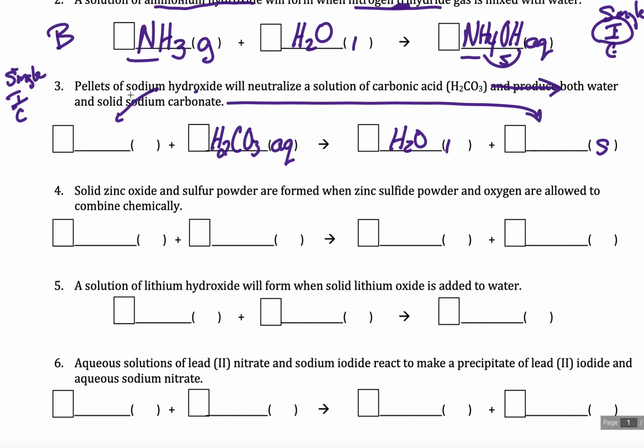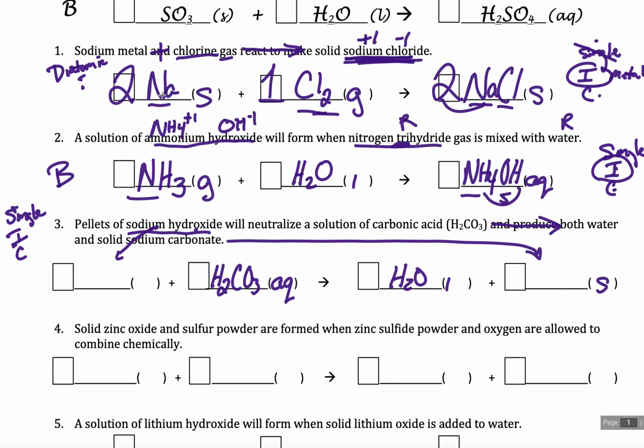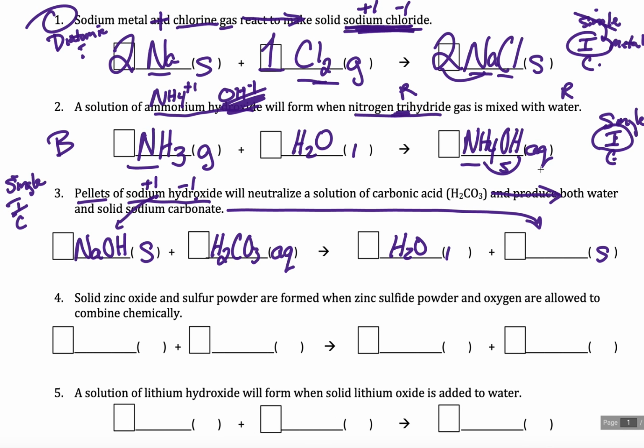Now that I've concluded this is ionic, I've got to know my ions. And we already looked up the charges of sodium and hydroxide. We know sodium's +1 because we did it over here in problem number 1. And we know hydroxide because we just used it over here, it's a -1. So that is a 1-to-1 ratio, NaOH. And it says pellets are solid. Now, it's going to produce water and solid sodium carbonate.